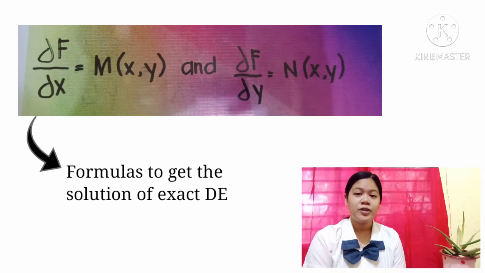After solving for the test of exactness of a given differential equation, we now use the formula partial derivative of f in terms of y equals M as a function of x and y, and partial derivative of f in terms of x equals N as a function of x and y to solve for the exact differential equation.